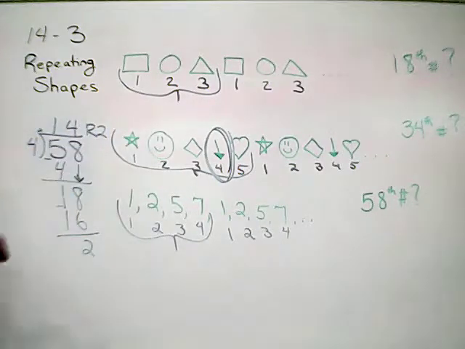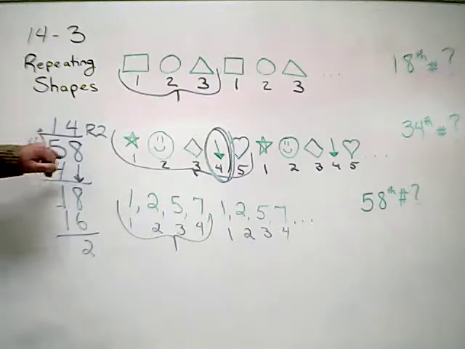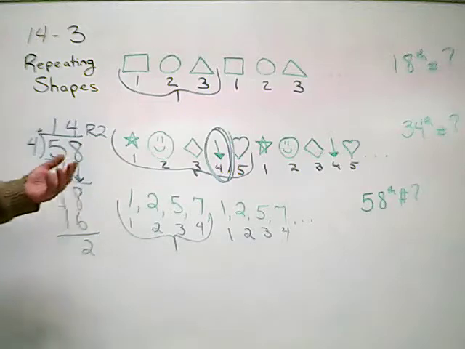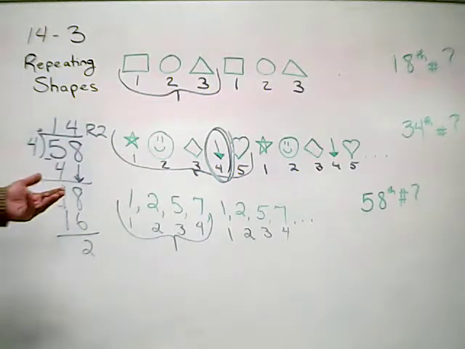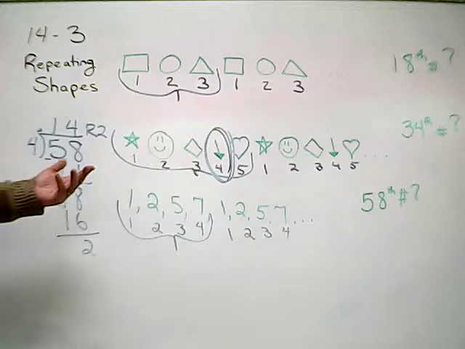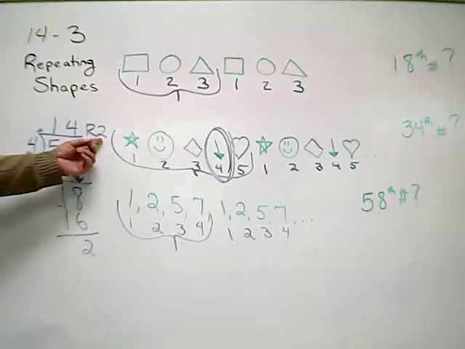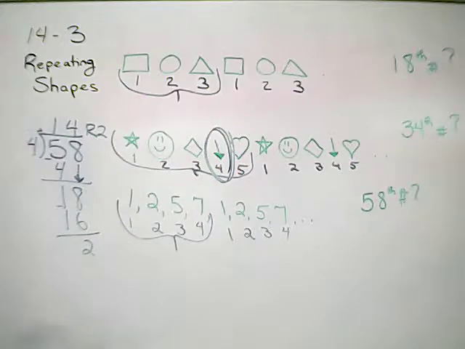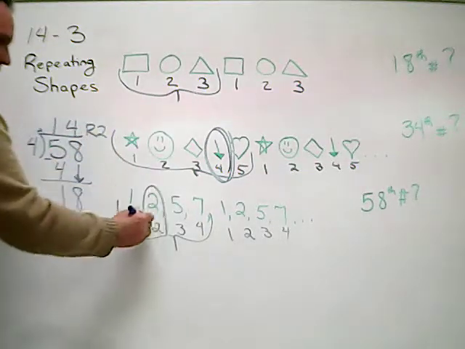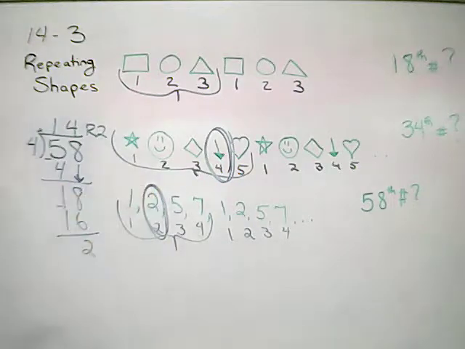So what this means is I can draw 14 full patterns of 1, 2, 5, 7, 1, 2, 5, 7, 1, 2, 5, 7. But to find the 58th number, I need to start a 15th set, but only do 2 of the numbers. And in this case, my second number happens to be a 2.